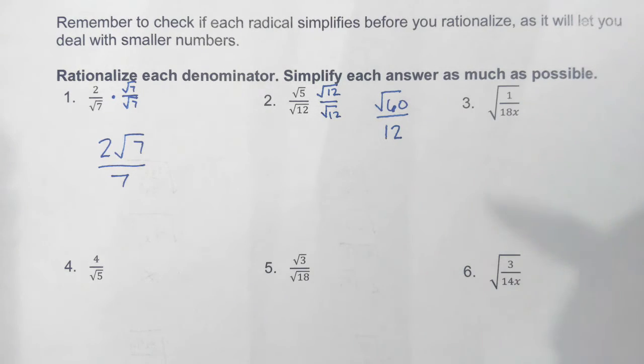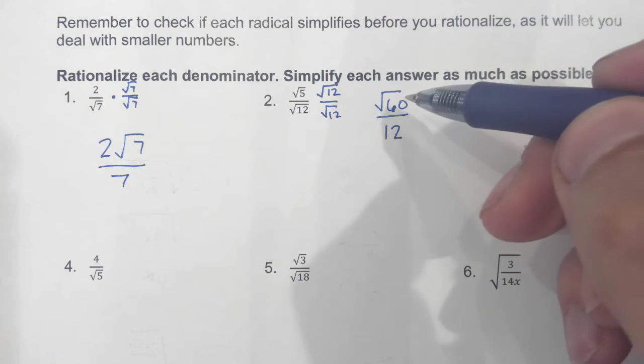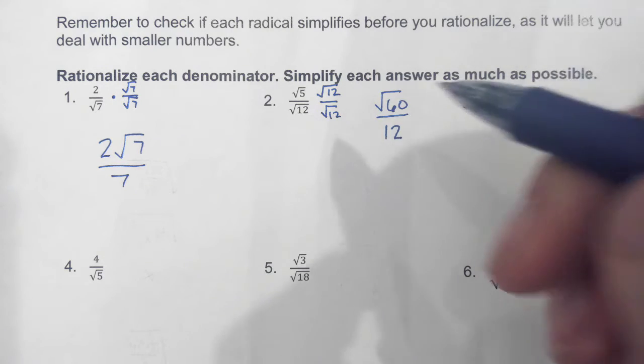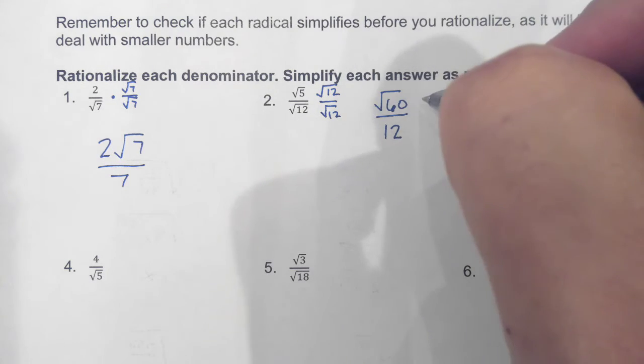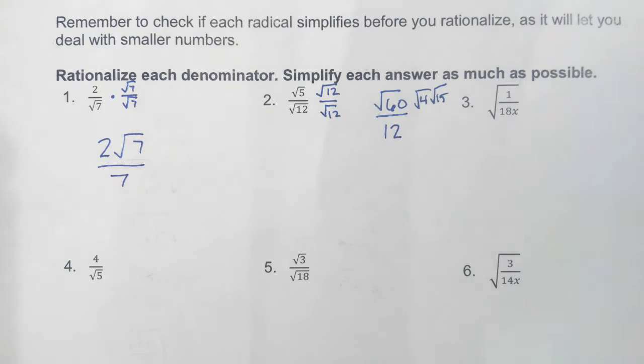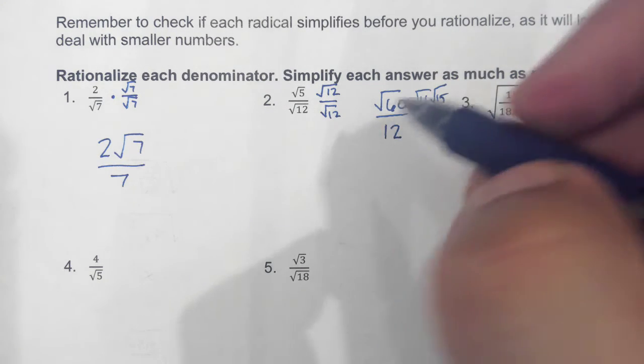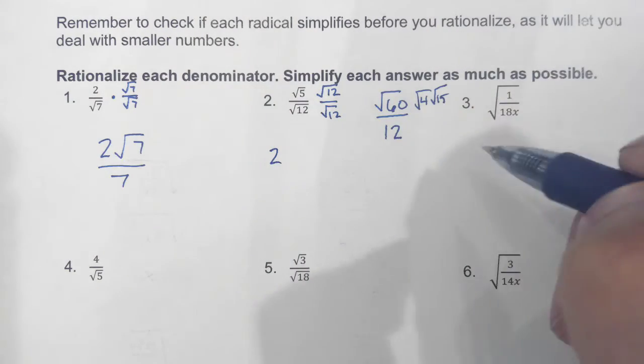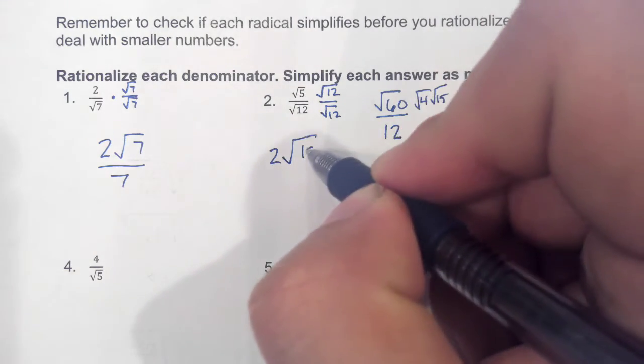Now look at the top. Does it simplify? And the answer is yes. What perfect square divides 60? 4. 4 times 15. So I'm going to write it real small here. Sorry, I didn't give myself enough room. Square root of 4 is 2. So we have 2. I'm coming over here. 2 square roots of 15 over 12.